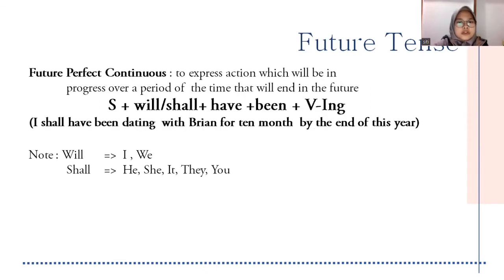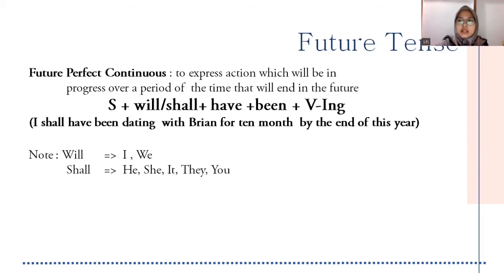And the last form of future tense is future perfect continuous. It's used to express an action that will be in progress over a period of time that will end in the future. The form is subject, will or shall, have, been, and verb in. For example, I shall have been dating Brian for 10 months by the end of this year.